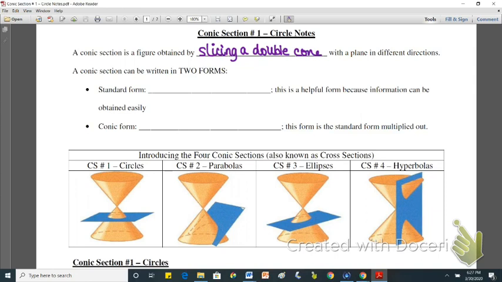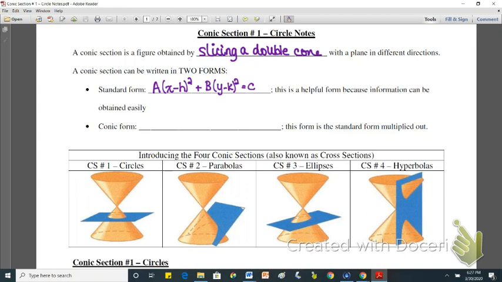The equations come in two forms. We have standard form and conic form. Standard form is a times the quantity x minus h squared plus b times the quantity y minus k squared, and that is equal to c. A, B, and C are simply constants, or numbers, coefficients. They change all the time. They're just placeholders for where our numbers would be.